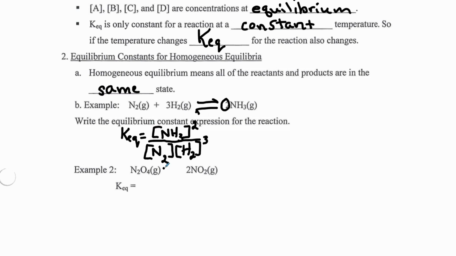So for the second example, again, a reversible reaction. You can only do these if it's a reversible reaction and it's at equilibrium. So we put our product on top. That's the NO2. There's 2 molecules, divided by the N2O4, and there's just 1, so it just stays like that.